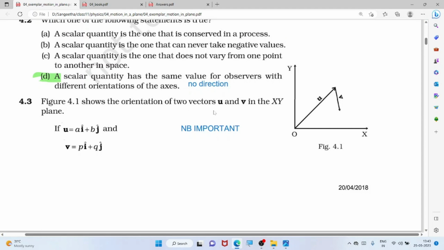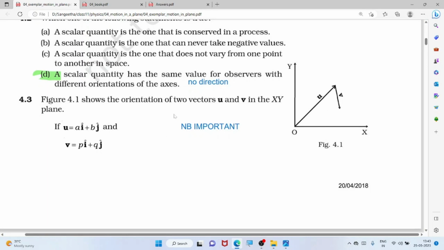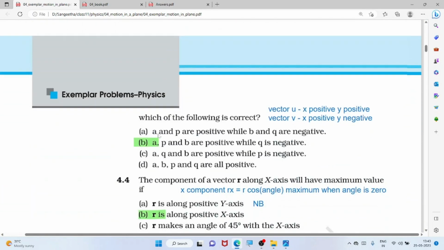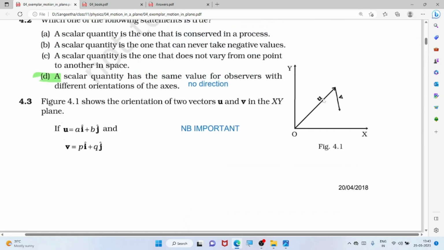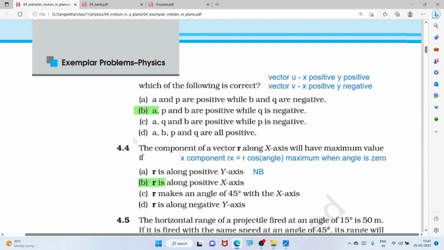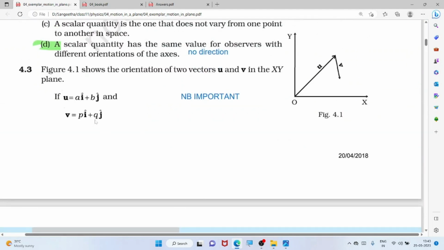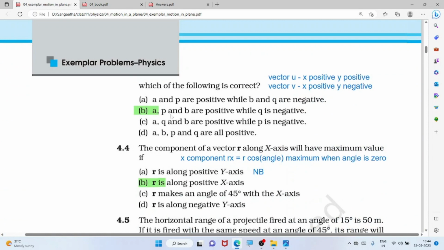Figure 4.1, the orientation of two vectors x, y is given. Which one of the following is correct? In this vector, both x component and y component are positive, and for this vector only the x component is positive, the y component is negative. So this will be the y component, this one is negative, and this is the answer.